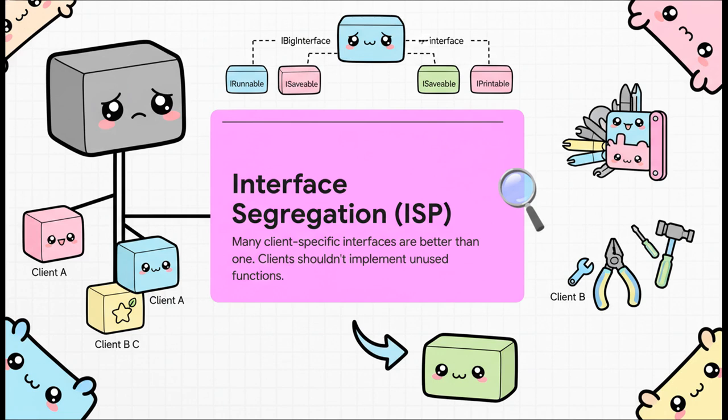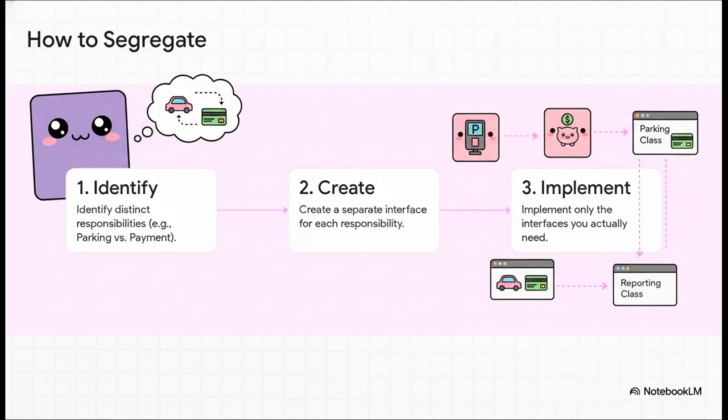It's all about precision. And the process for doing this is super straightforward. First, you just look at your big, bloated interface and find the separate jobs it's trying to do. For us, that's obviously parking versus payment. Second, you create a new, dedicated interface for each of those jobs. And finally, your classes only implement the interfaces they actually care about.